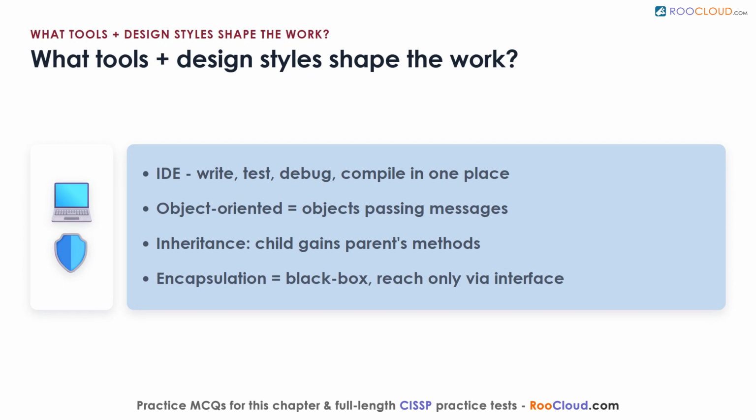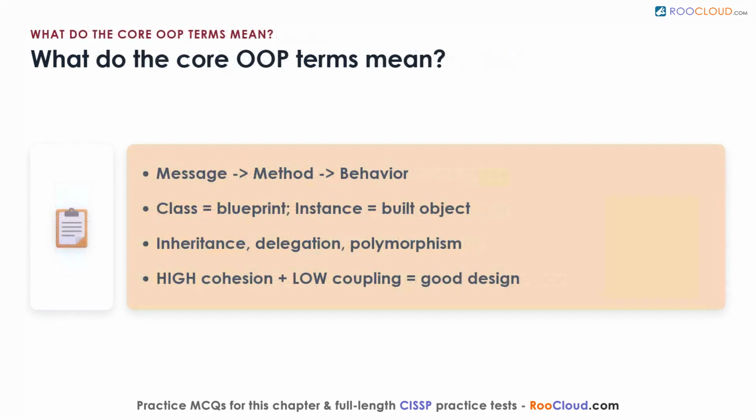From a security angle, this gives you a black box style of abstraction. Each object is encapsulated and self-contained, reachable only through defined messages, so a user works the interface without touching the fragile internals. What do the core object-oriented terms mean in practice?